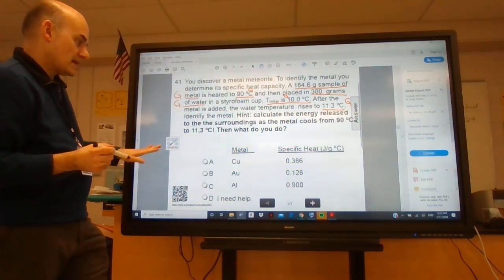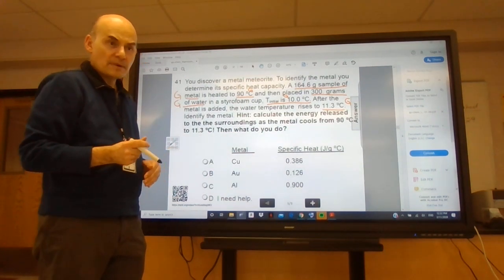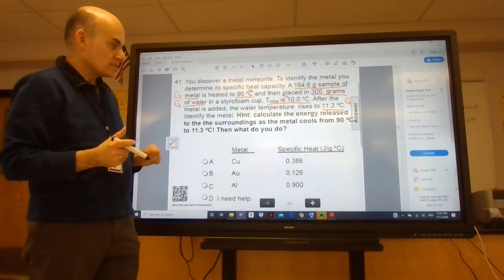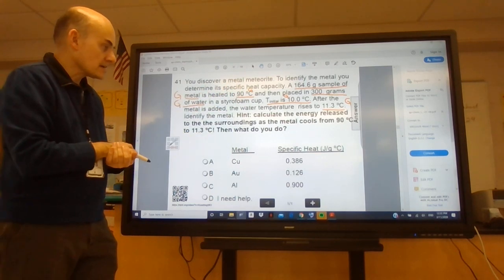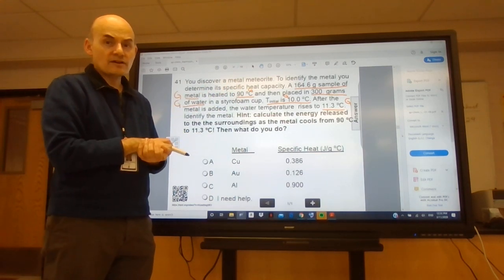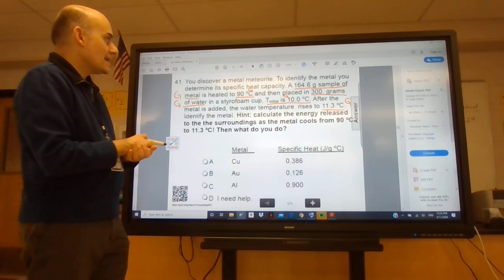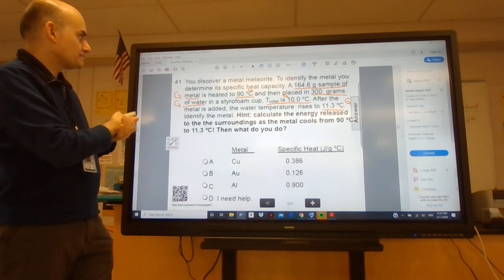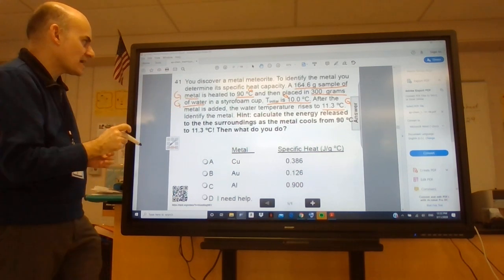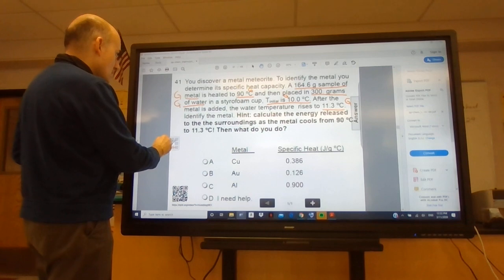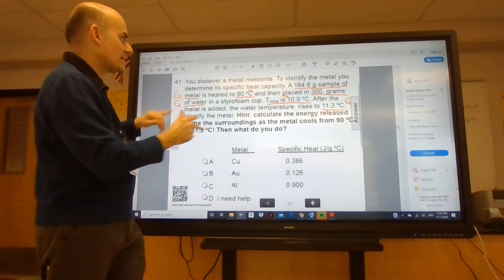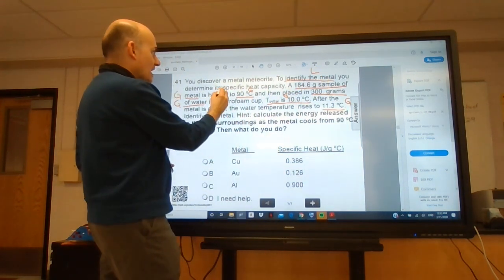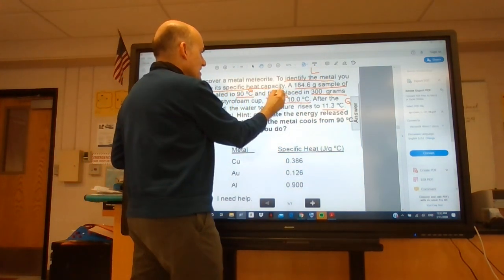And then we identify the metal, and they give you a list of specific heat capacities. We can see which metal this would be based on its specific heat capacity, because specific heat capacity is characteristic of a given element. Now, how would we handle this problem? We did our givens. Now we have to see what we are looking for. It says to identify the metal, and we do that by finding its specific heat capacity.